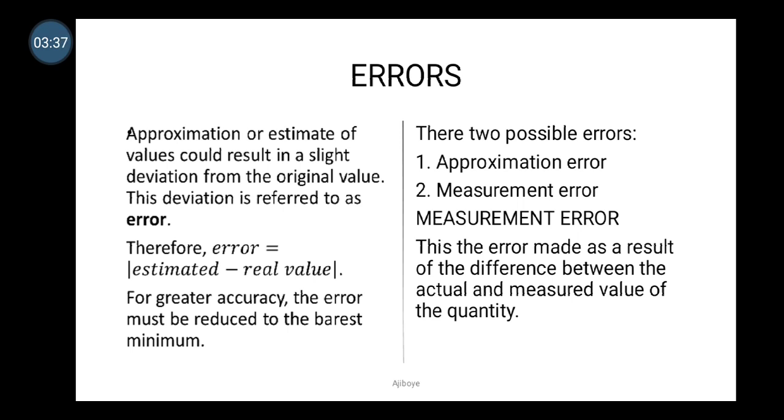For greater accuracy, the error must be reduced to the barest minimum. It is very important that while you do your approximation, the error should be reduced to the barest minimum. It shouldn't be that significant, right? And it is such that it should not deviate from the original value.